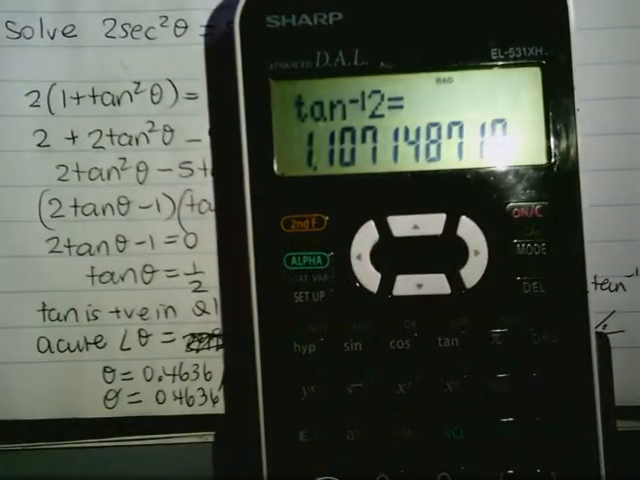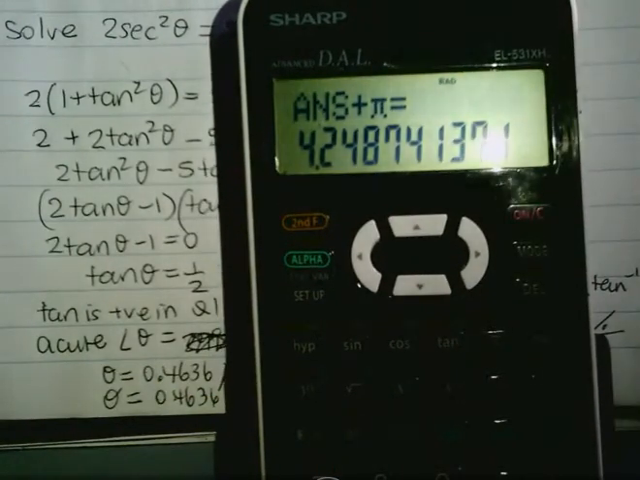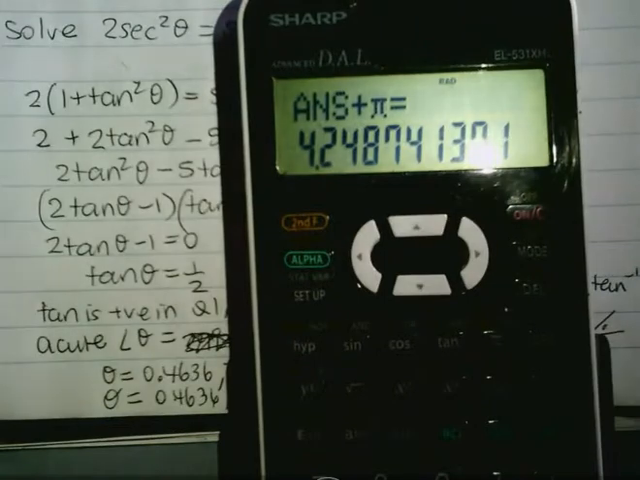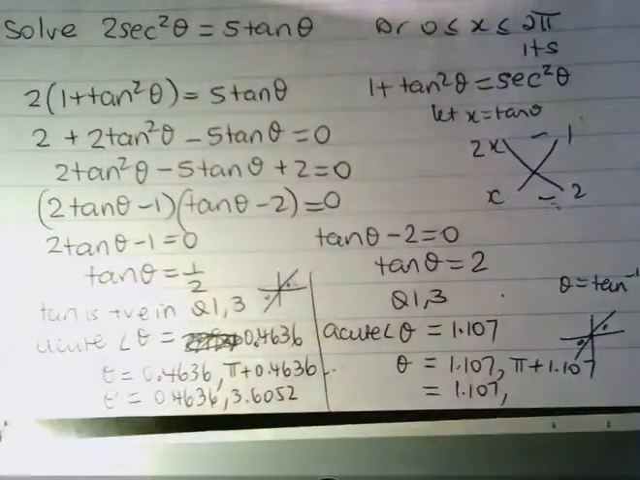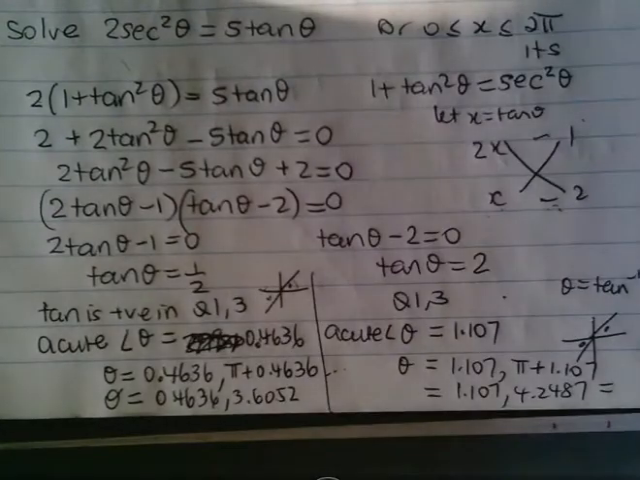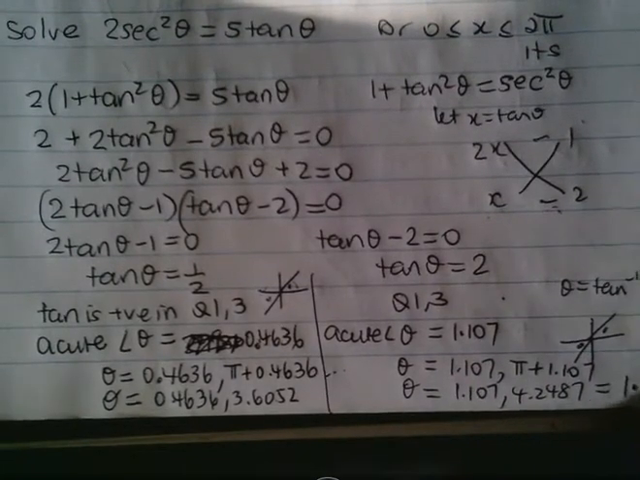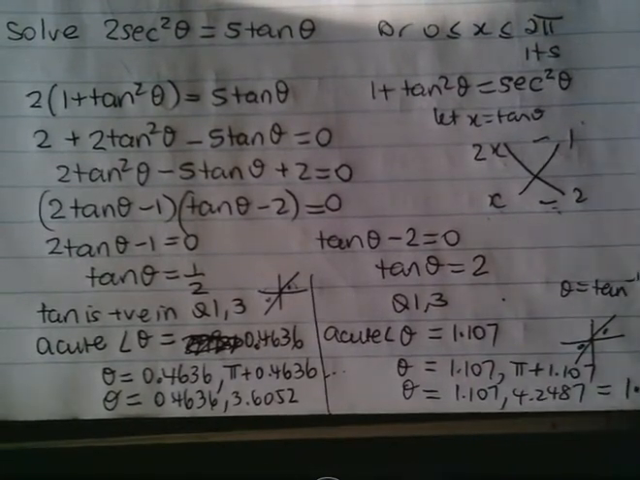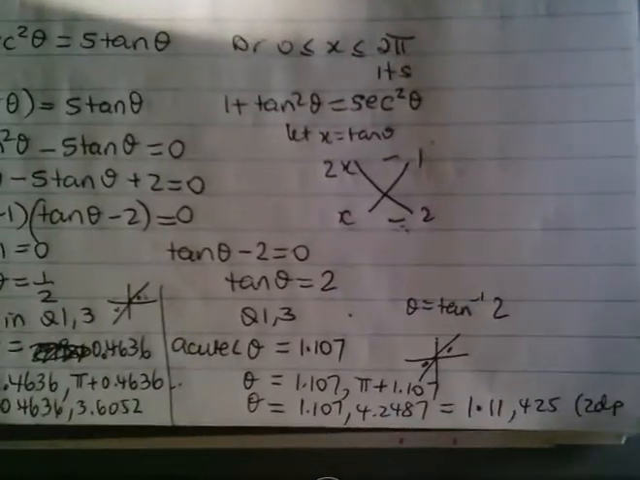So just keeping that answer in your calculator, add pi to it. So it's 4.2487. Now what you can do is maybe give it to 2 decimal places. So 1.11 and 4.25 to 2 dp, for example. Okay.